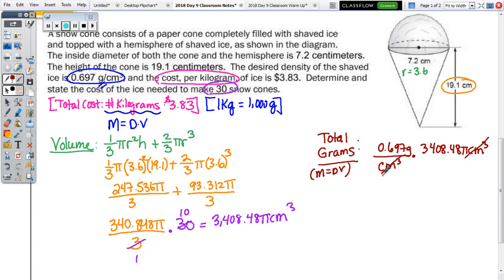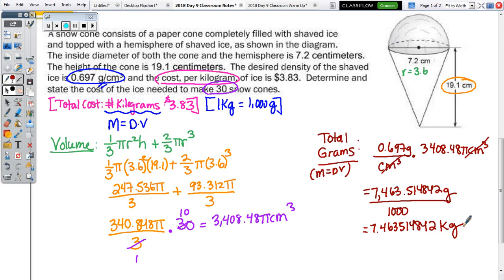And we get a total of 7,463.514842 grams. Okay? So that's the total of grams. I'm going to divide by 1,000 to change that to kilograms. And it's 7.463514842 kilograms. And I'm going to leave that exact.